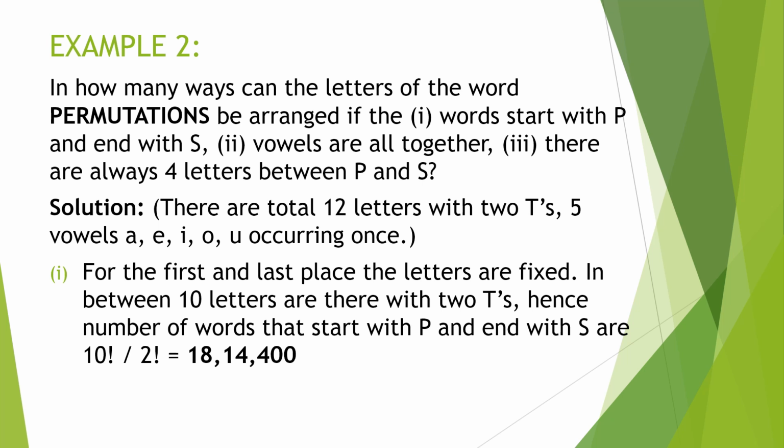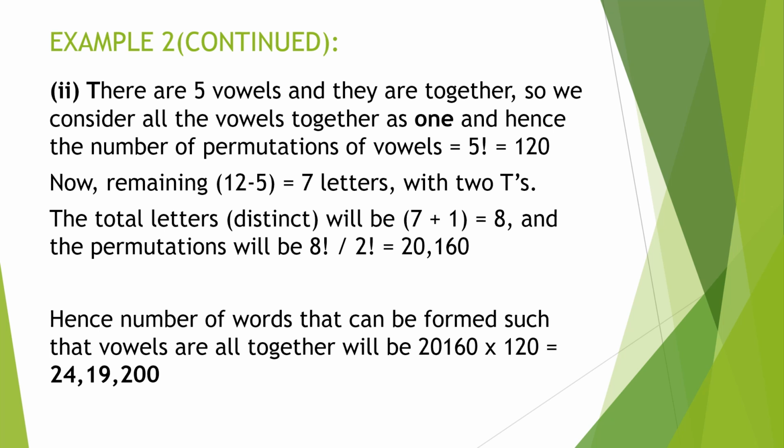So the first and the last position is fixed respectively for P and S. In between there are 10 letters. Now in those 10 letters, 2 are T's. So now according to the formula we have just seen, when there are letters of one type, we have n factorial upon p1 factorial, p2 factorial, up to pk factorial. So over here you have 10 factorial upon 2 factorial, since 2 T's are there, which is 1814400 possible arrangements.